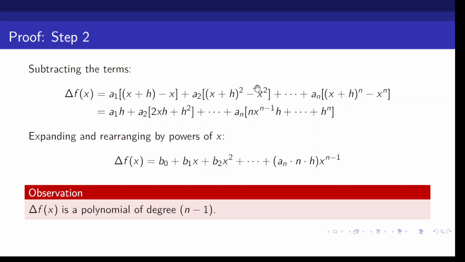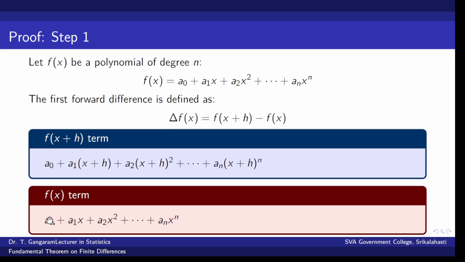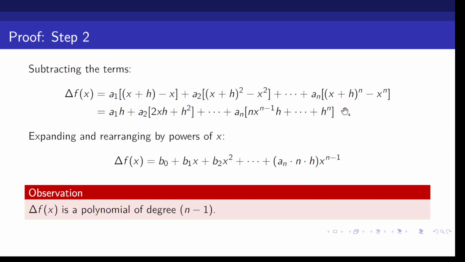Subtracting the terms, I just take common the coefficients. Here a0 minus a0 gets cancelled. The terms from a1 also, a1 only remains: a1 into x plus h minus x, a2 into x plus h whole square minus x square, an into x plus h whole power n minus x power n. This is equal to, x minus x gets cancelled, h remains here.